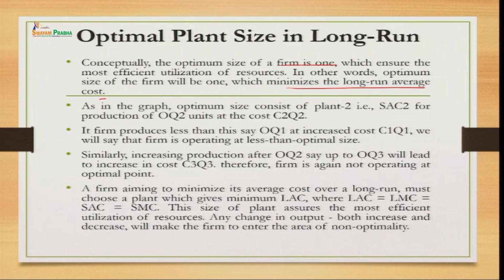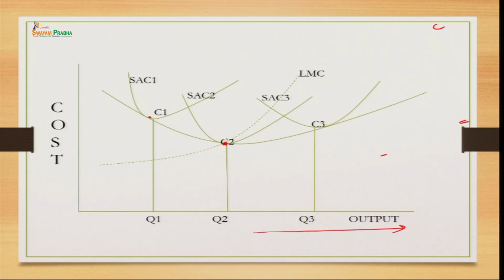Here, as we have seen, the optimum size consists of plant 2, that is SAC2, and we can say that our cost is minimum at C2 Q2. If you are producing up to OQ2 output, your cost will be C2, and this is the minimum cost, because if you produce more than this, your cost will increase, and if you produce less than this, your cost also increases. So, it is always advisable to produce up to that point where your average cost is minimum.